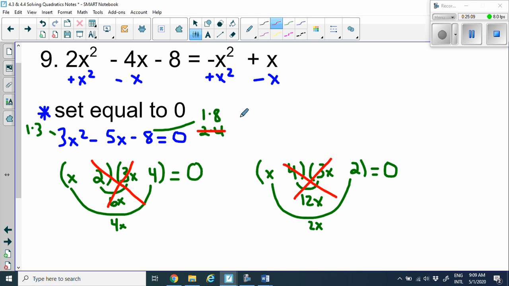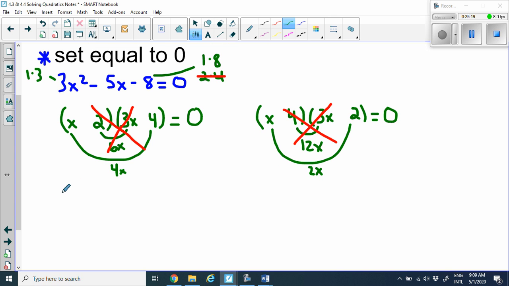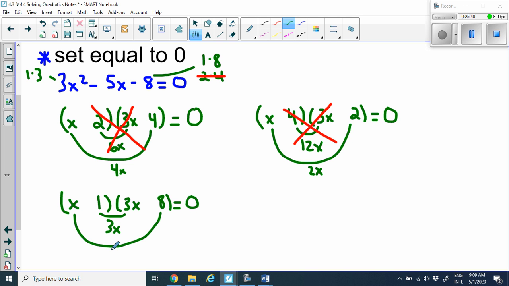So now what we'll have to do is try 1 and 8. Scroll down so I have some more room here. So I'm going to have my x, and I'm going to try 1, and then I'll have 3x and 8. So I do 1 times 3x, that gives me 3x, and then x times 8, that gives me 8x. If I added or subtracted, it is a possibility of getting a negative 5x.